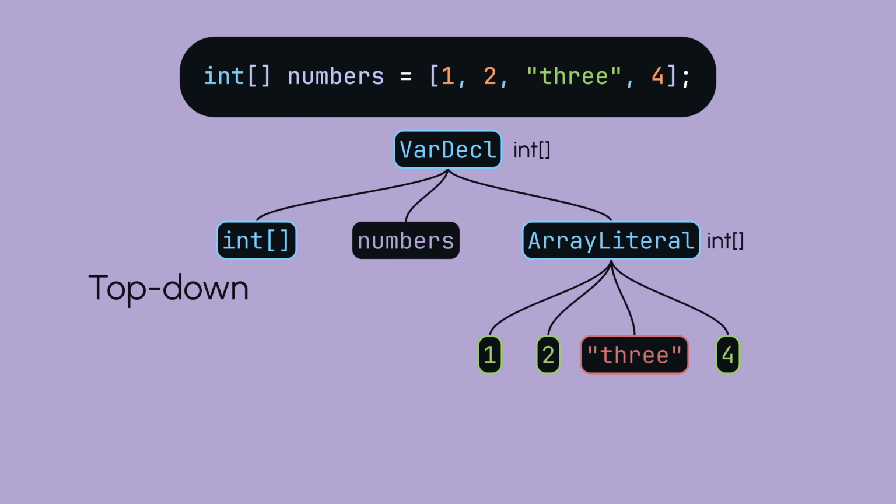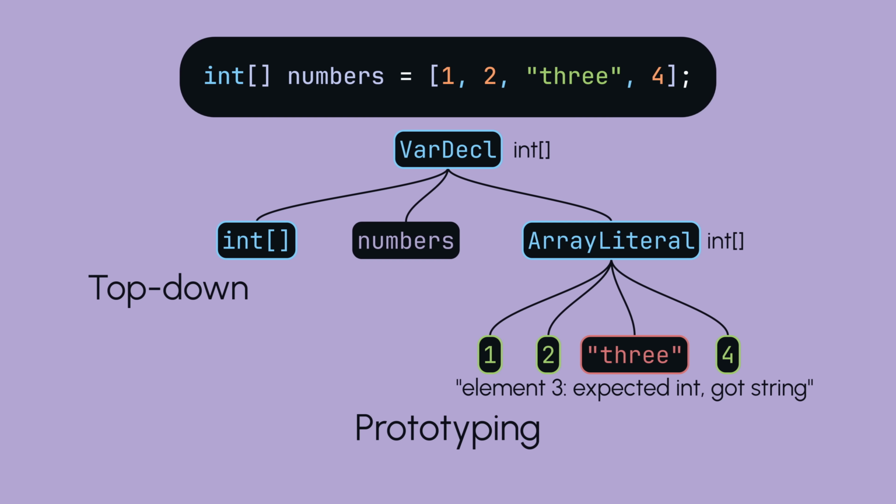Now when it encounters 3, it can say something much more useful like, the third element was expected to be an int because the array is declared as int, but it's a string. This technique is called prototyping. The expected type is pushed down into a sub-expression before it's fully evaluated.